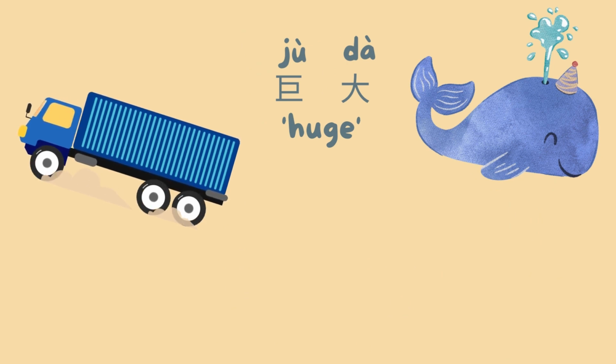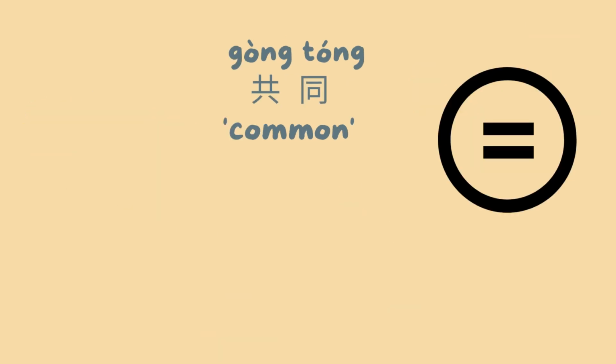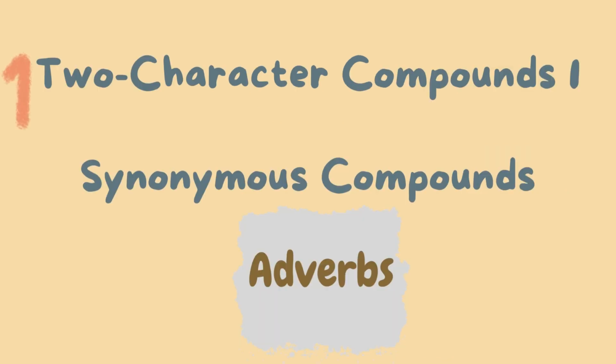Next one, 巨大, huge. The first of the constituent characters, 巨, means huge, while the second character, 大, means big. The word they form, 巨大, means huge. The next word is 共同, common. Both the constituent characters 共, common, and 同, common, are synonymous with one another and with the word they form. 共同, common.